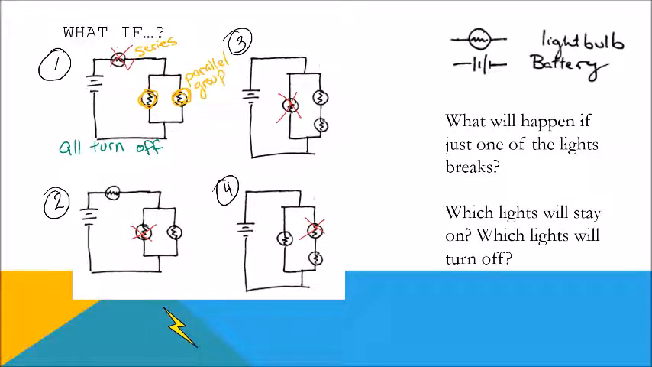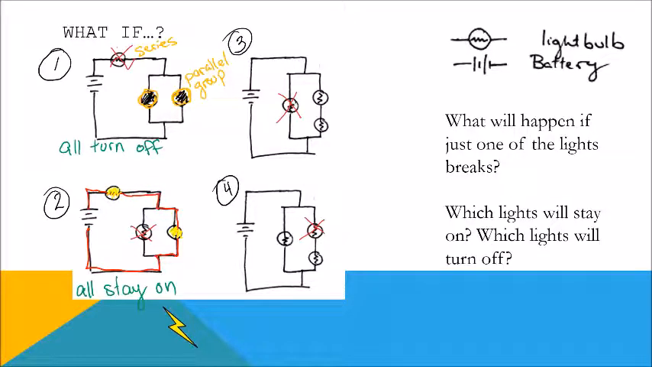In circuit number 2, it's the same configuration. We have a parallel group connected in series to a single light bulb and then connected to the battery. But this time, one of the light bulbs in the parallel group is broken. What will happen to the other 2 lights? In this case, because the electrons can avoid the broken light bulb and return to the battery, all of the light bulbs will remain lit.